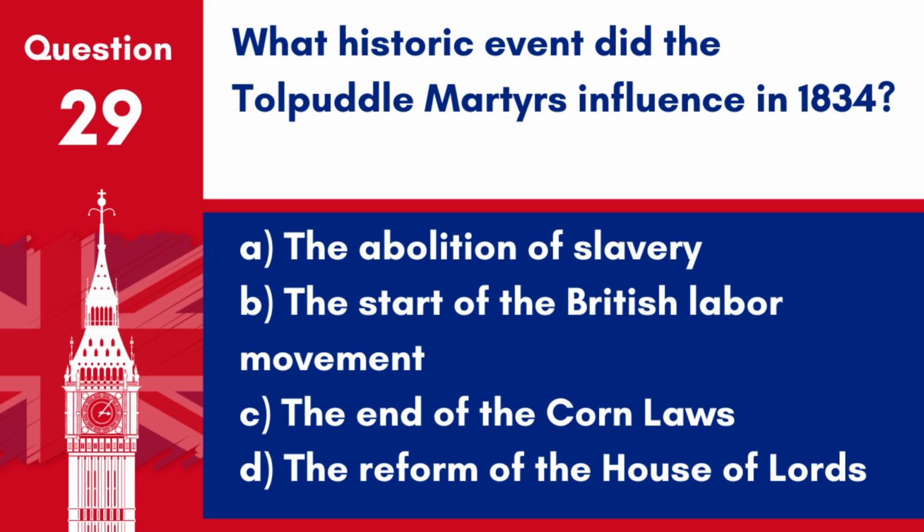Question 29. What historic event did the Tolpuddle Martyrs influence in 1834? A. The abolition of slavery. B. The start of the British Labour movement. C. The end of the Corn Laws. D. The reform of the House of Lords.